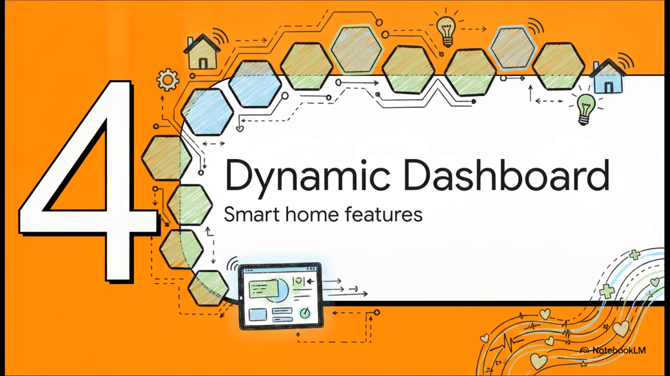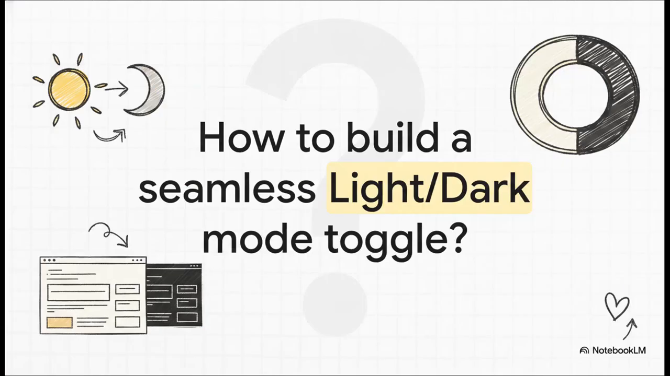Finally, Phase 4, adding dynamic interactivity. We're moving into the final stretch here. We don't just want static charts, we want a highly interactive application-like experience. Time to install those smart home features. Here's a great challenge for us. How do we build a seamless toggle to switch the entire dashboard between a light mode and a dark mode?